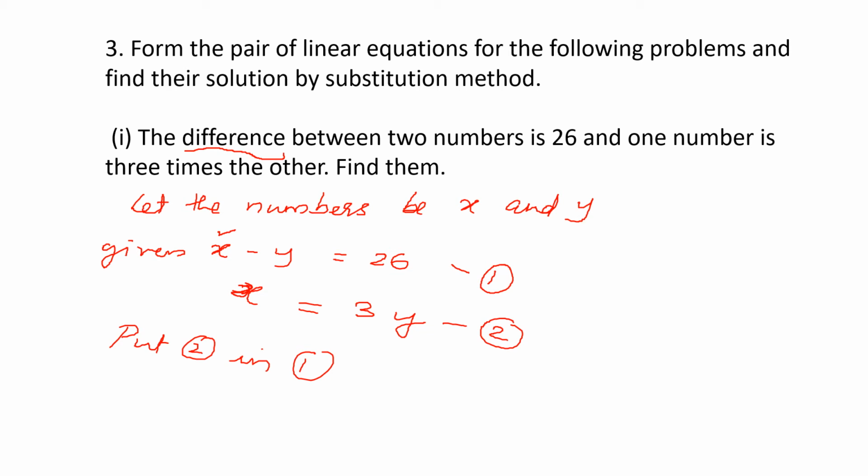So what will you get? 3y minus y equal to 26, or 2y equal to 26, or y equal to 26 by 2, that is 13. So you get y equal to 13, then x equal to 13 into 3 is 39. This you have to do on your own. Okay children, now we'll move on to the next question.